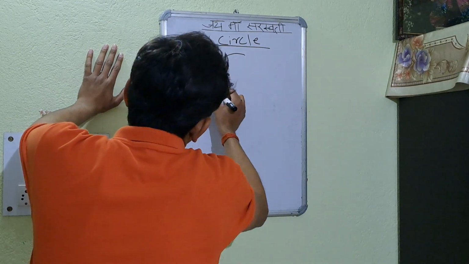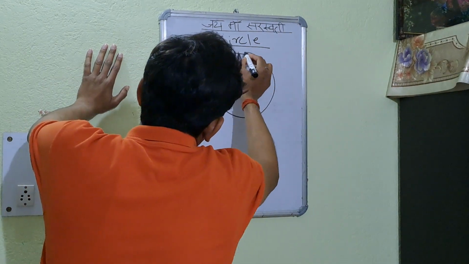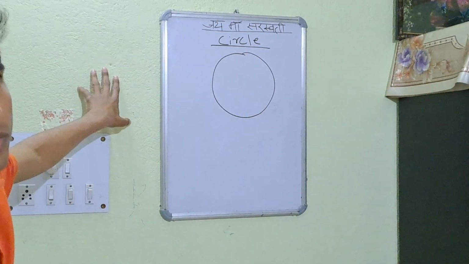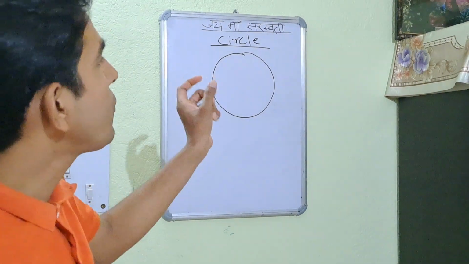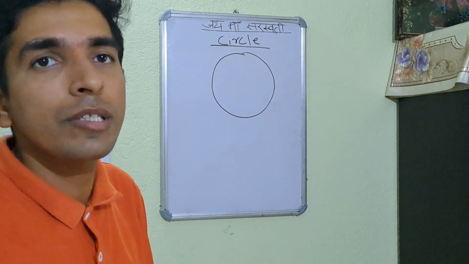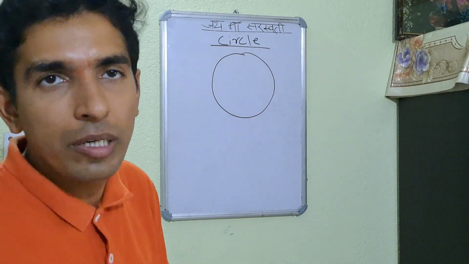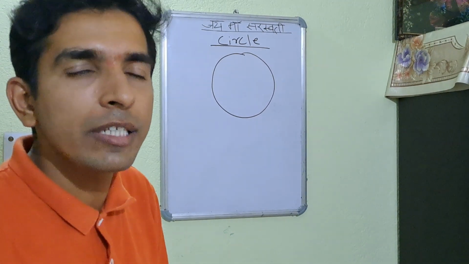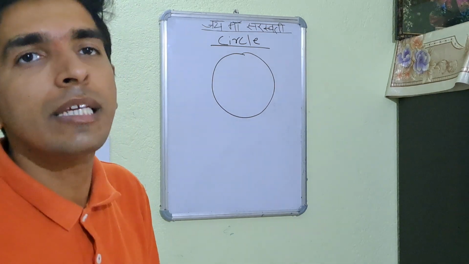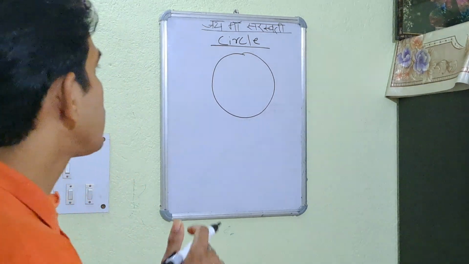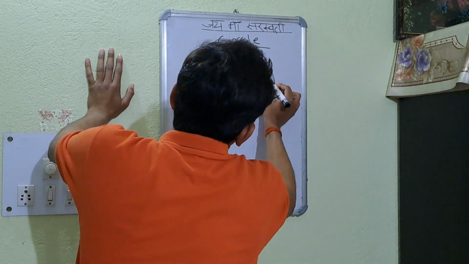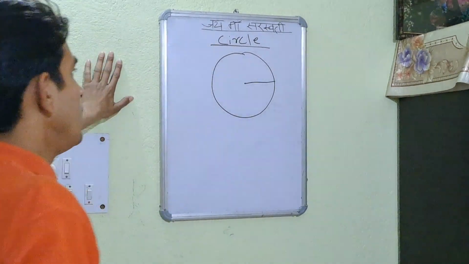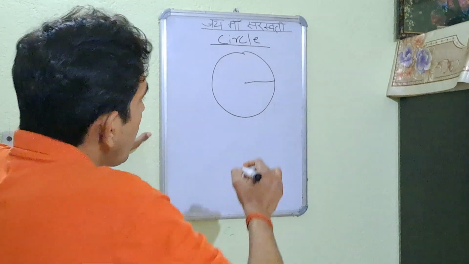Suppose this is a circle. How did we draw this geometrical figure? With the help of a point. That point was nothing but the path traced by a particular point. The path traced by a particular point is entitled as the locus. So what is the locus? Locus is the path traced by a particular point.